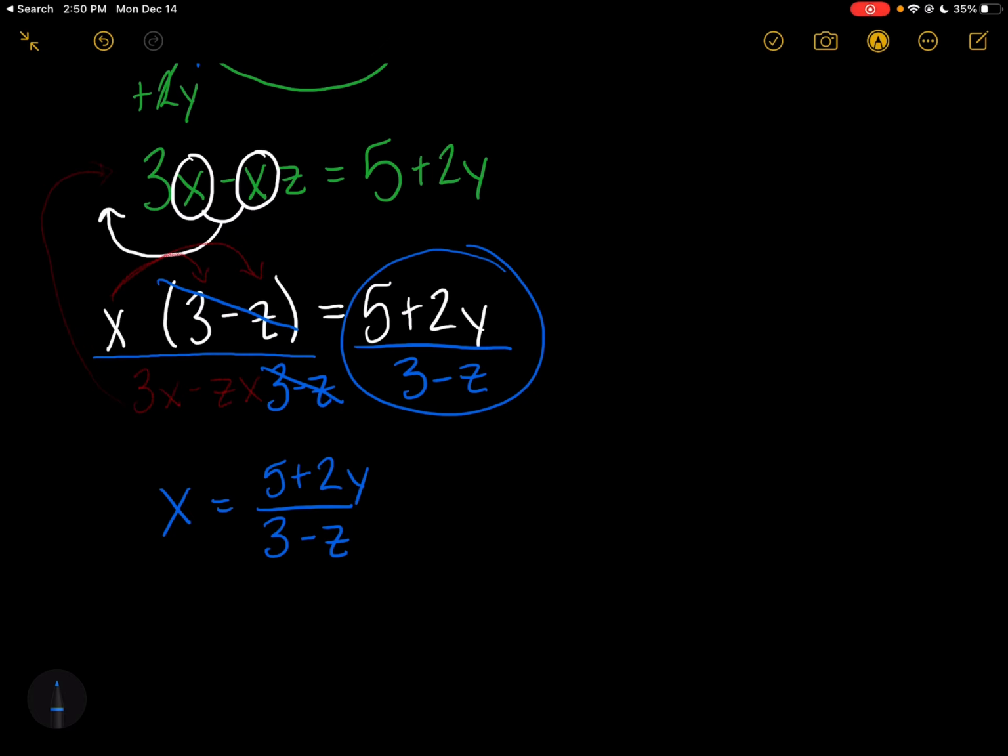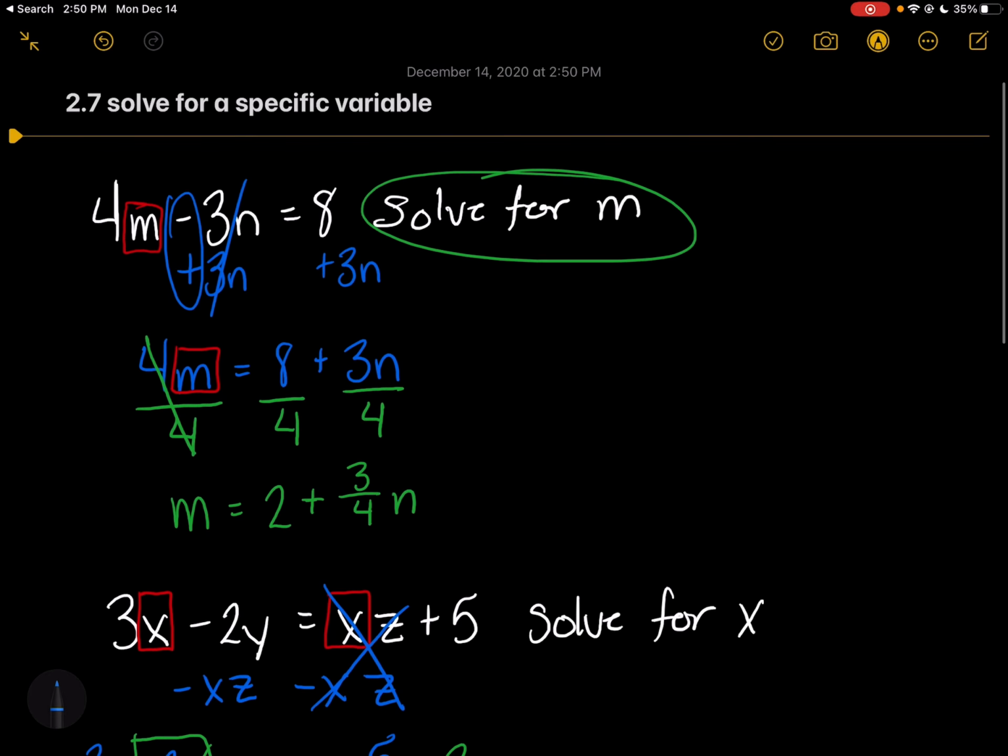Hopefully that makes sense. You won't see very many problems like this. I'll probably only give you one to try. Otherwise, you'll see mostly something very similar to that first example that we went through.